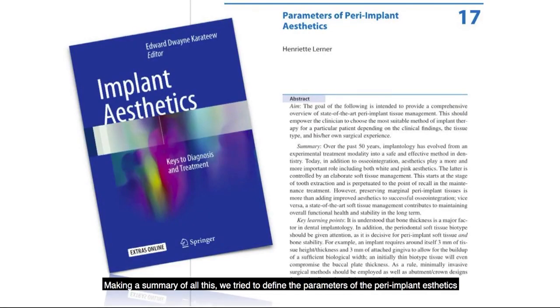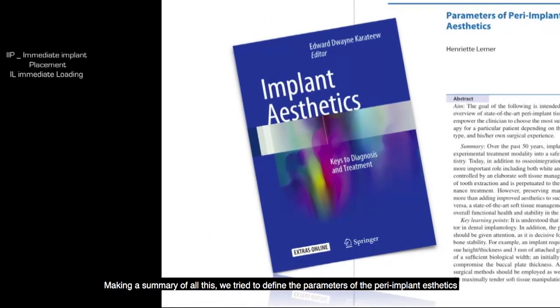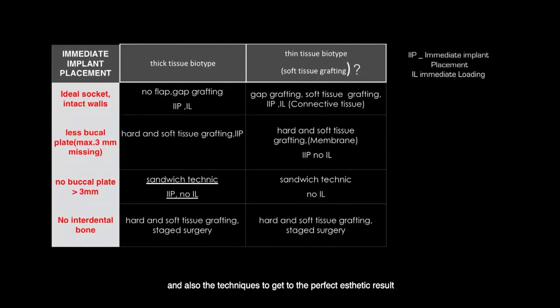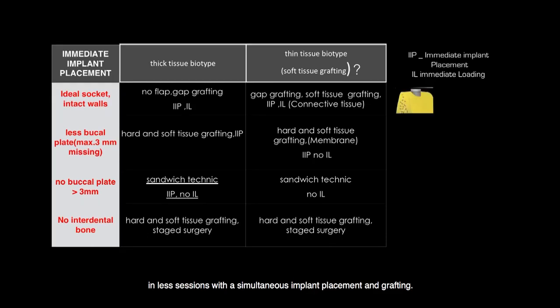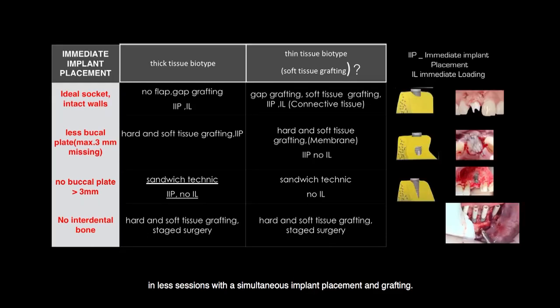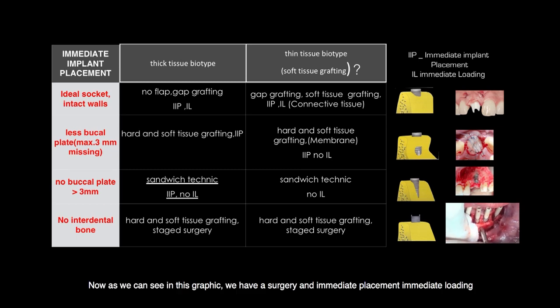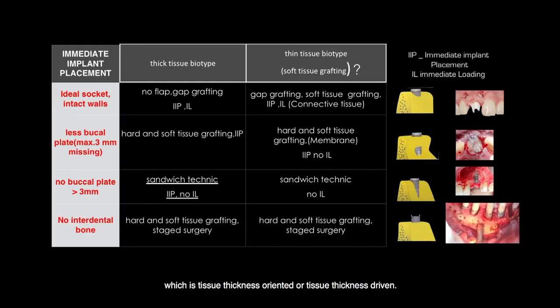Now, making a summary of all this, we try to define the parameters of peri-implant aesthetics and also the techniques to get to the perfect aesthetic result in fewer sessions with a simultaneous implant placement and grafting. Now, as we can see in this graphic, we have a surgery, an immediate placement, immediate loading, which is tissue thickness oriented or tissue thickness driven.